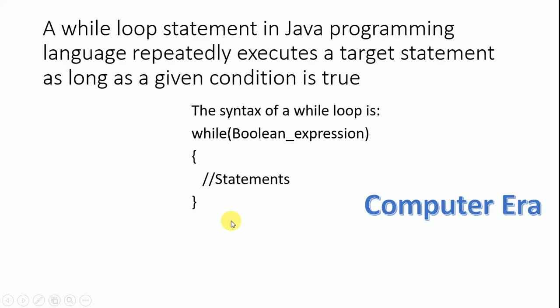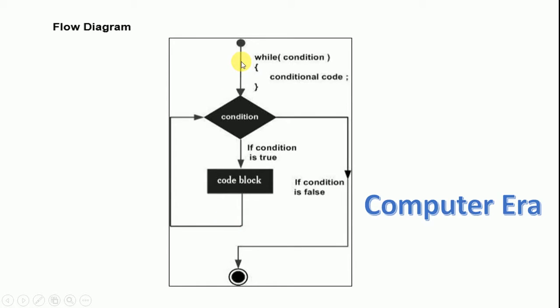So let's see the flow diagram of the while loop. The flow diagram of the while loop is like this. This is a condition. If the condition is true, the code block will be executed, and again it will check the condition. If it is true, the block will be executed. But if the condition is false, it will come out of the while block.